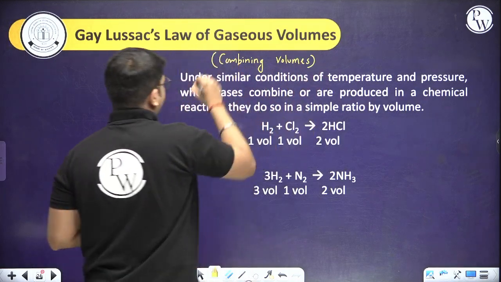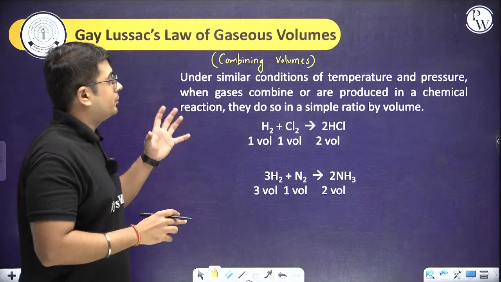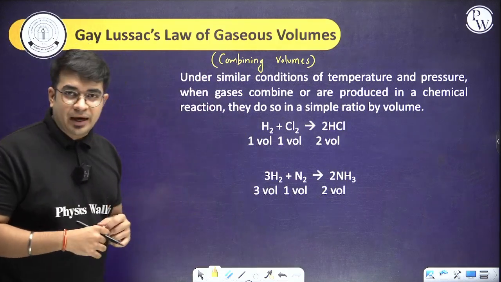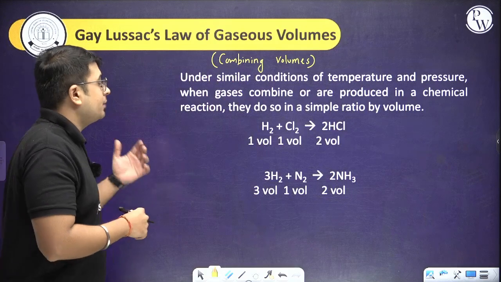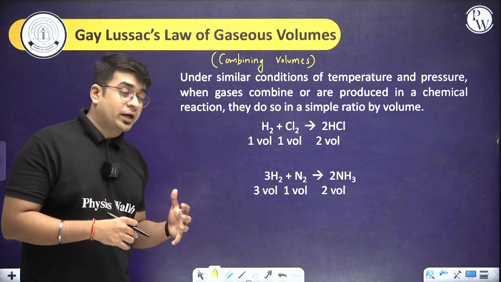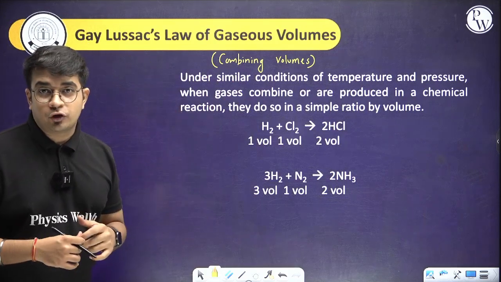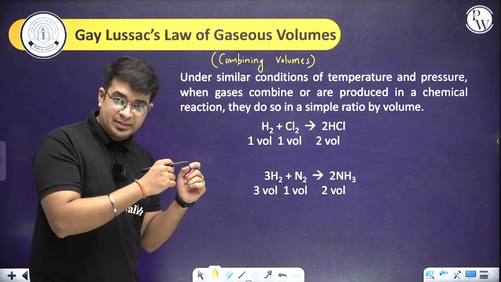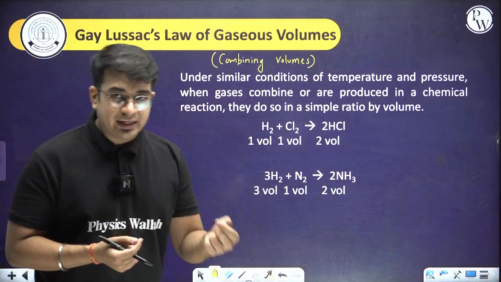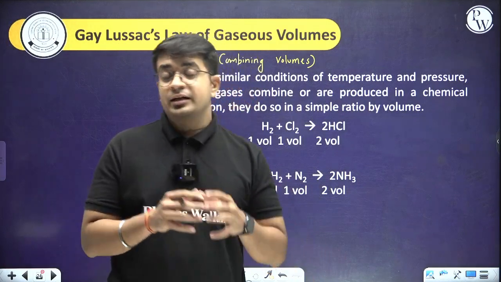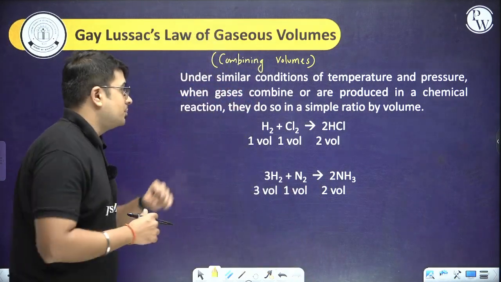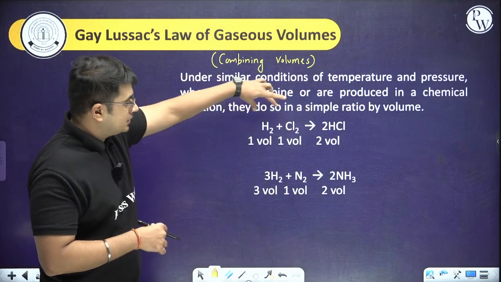which simply says that under similar conditions of temperature and pressure, when gases combine or are being produced in any chemical reaction, they always do so in a simple ratio by volume. So I am extending the application of mass into volumes, because in case of gases, volume is much more prominent in comparison to their masses. So I can simply say from that particular part that this is the equation.